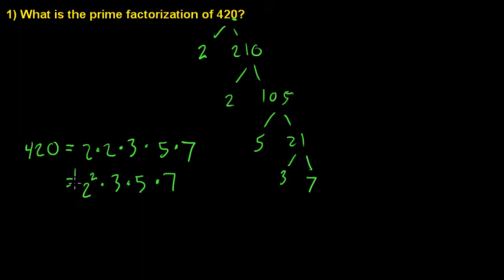So the prime factorization of 420 is 2 squared times 3 times 5 times 7. Okay? Alright, let's look at another problem here.